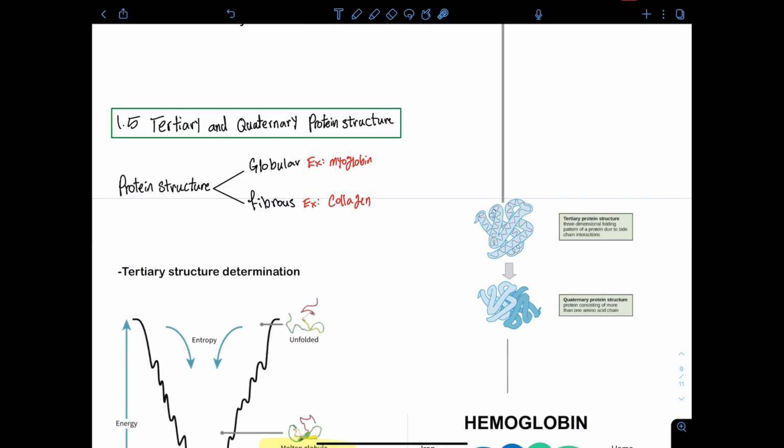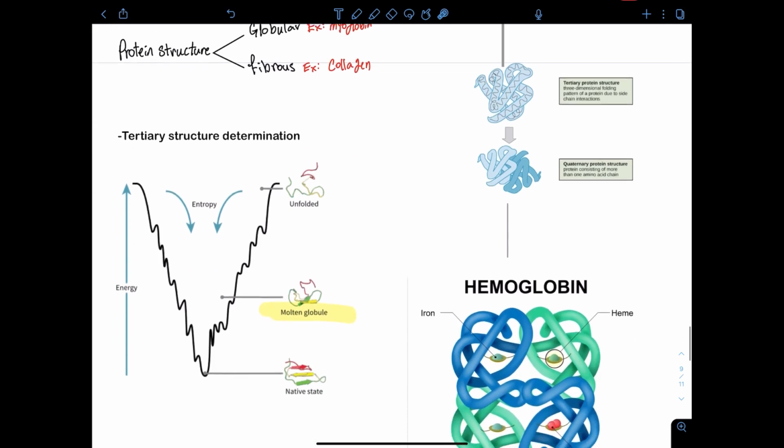So the tertiary structures are mostly determined by hydrophilic or hydrophobic interaction between the R groups of the amino acids. We already discussed this in section 1, but if an amino acid is hydrophilic, it will be on the outer side of the protein, and if it's hydrophobic, it will be in the interior or inner part of the protein.